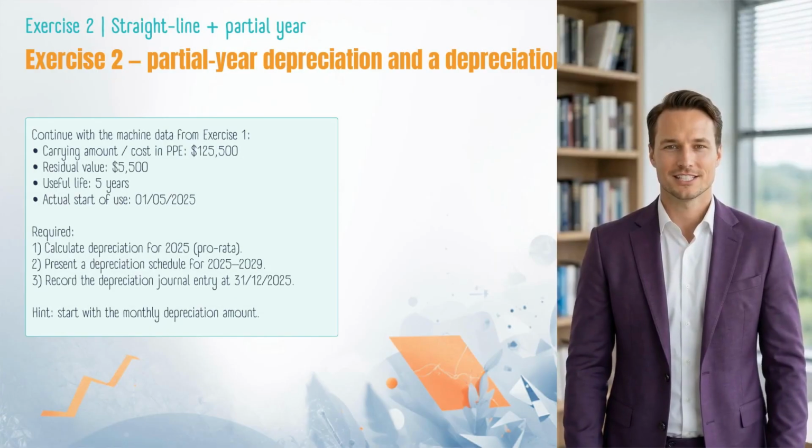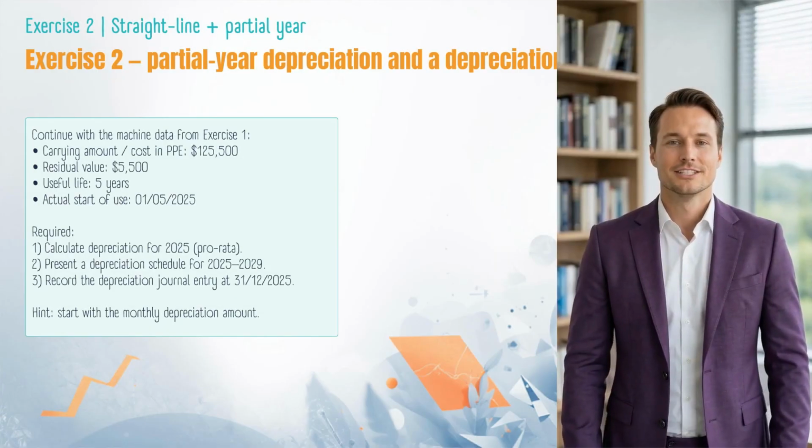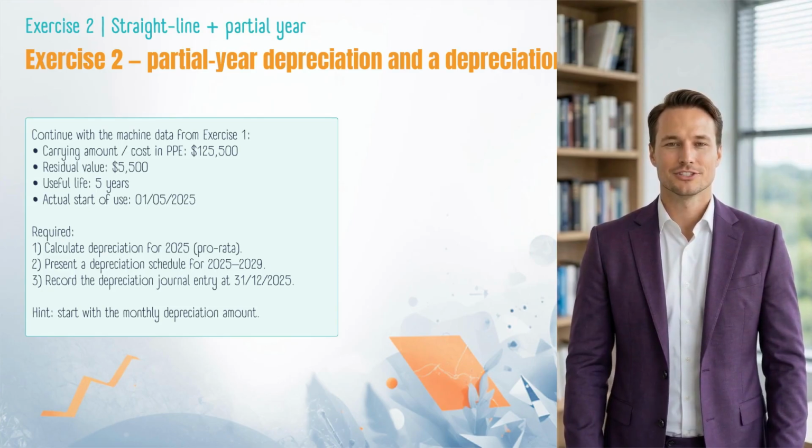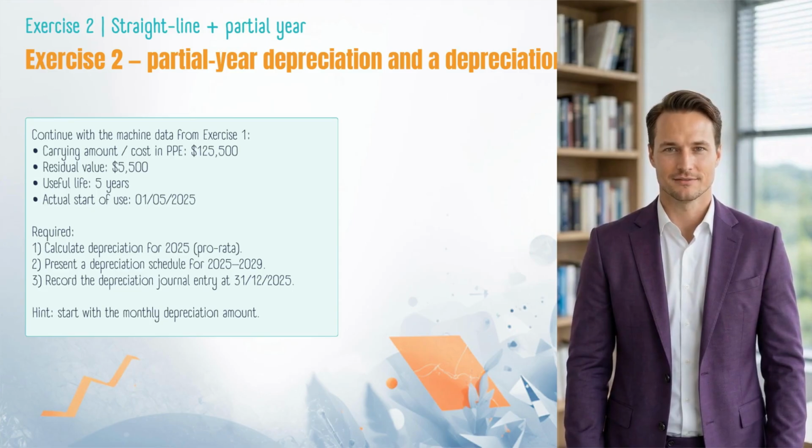Now we begin the second exercise, which combines straight line depreciation with the partial year situation. We continue with the same machine data from the earlier example, but now we are told the actual start of use. The required tasks are to calculate depreciation for the first year on a pro rata basis, present a depreciation schedule for the following years, and record the year-end depreciation journal entry.